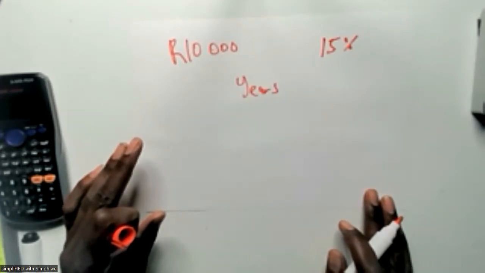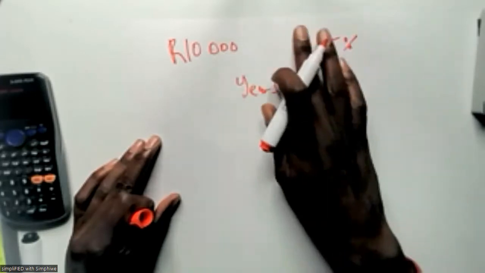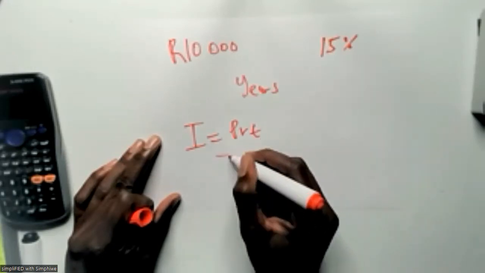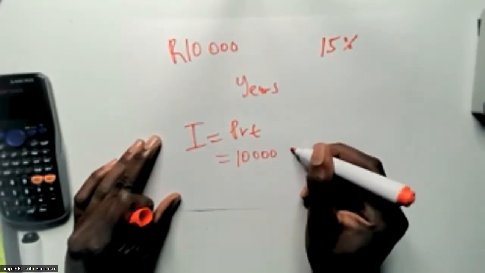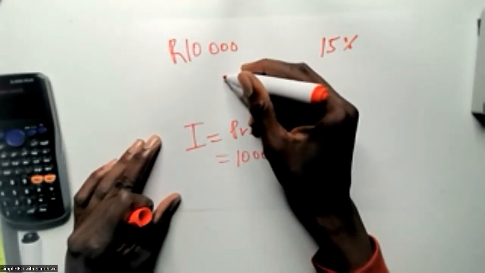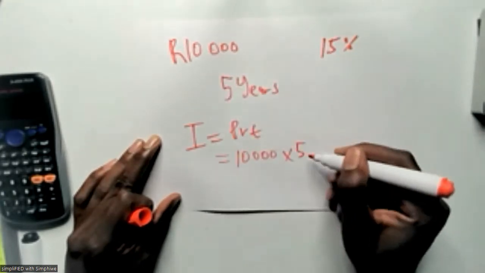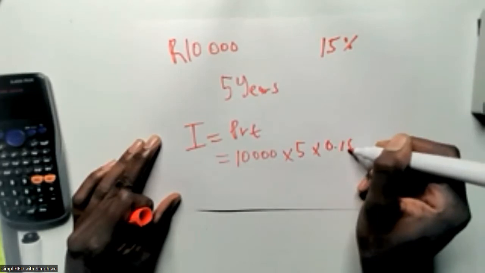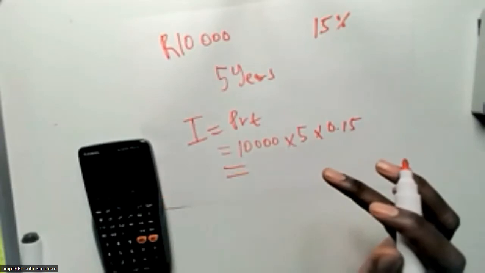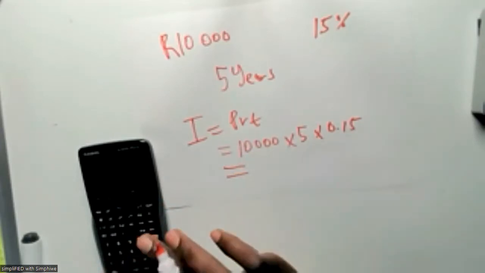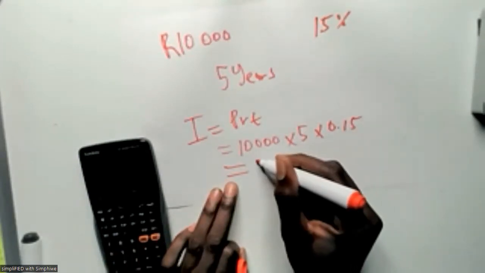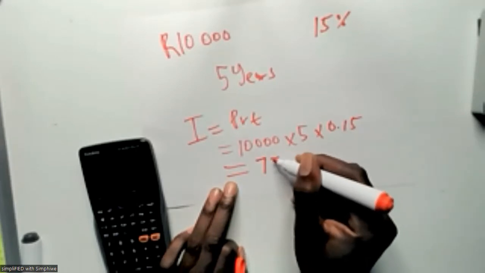That will mean that if it was a simple interest rate, we would calculate the interest I equals PRT, which is then 10,000 times, how many years did I give this one? Let's make it 5 years. So it's 5 years times 15%, which is 0.15, right? This one would then give me 10,000 multiplied by 5 multiplied by 15%, which would give me 7,500, right?